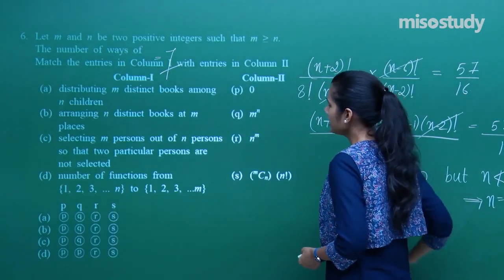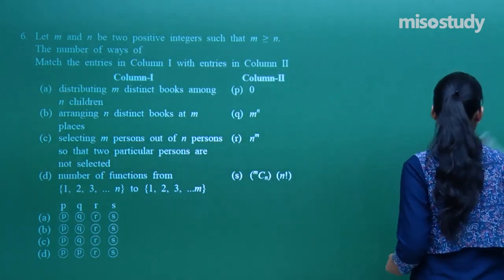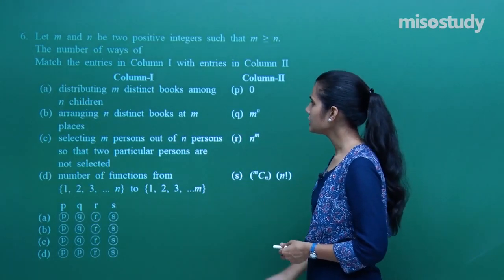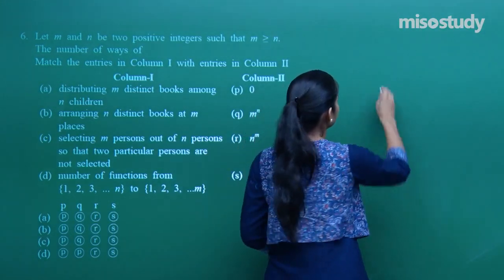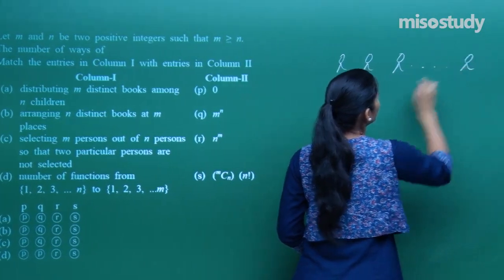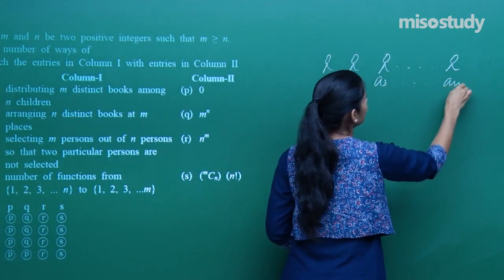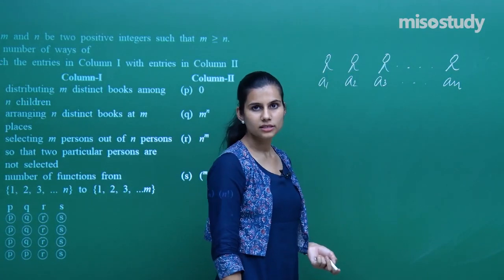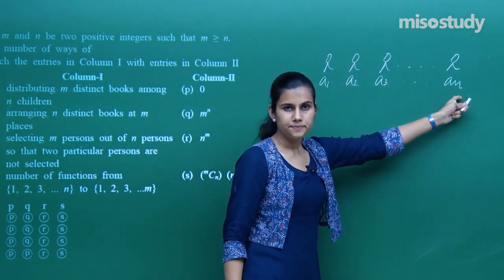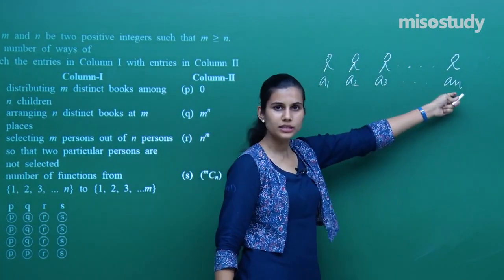We have m and n are two positive integers such that m is greater than or equal to n. Then, what are the number of ways of distributing m distinct books among n children? Now see, if there are n children, this is A1, this is A2, this is A3, n children. And there are m books. First book can be distributed in n ways. Second book can be distributed in n ways. It can be given to either this or this or this or this or this.